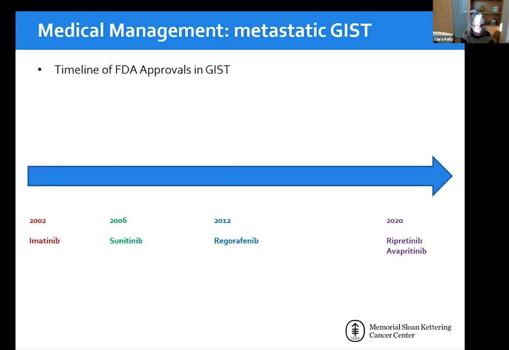So this represents the timeline for FDA approvals of medications in GIST. As I explained earlier, imatinib was first approved in 2002. And then since then, we've had sunitinib approved in the second-line setting in 2006, regorafenib in the third-line setting in 2012. And then in 2020, we've had ripretinib and avapritinib approved, which is fantastic, showing us that the research that is ongoing is thankfully leading to drug approvals and more options for our patients.